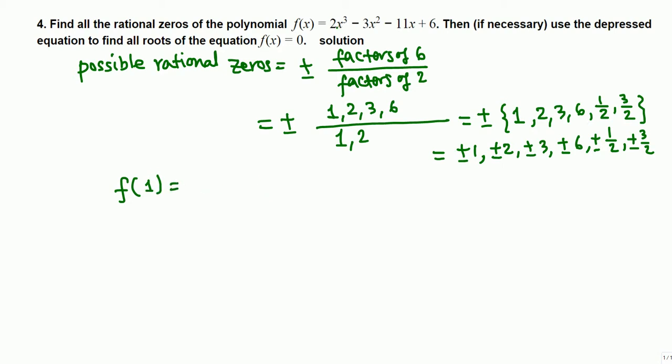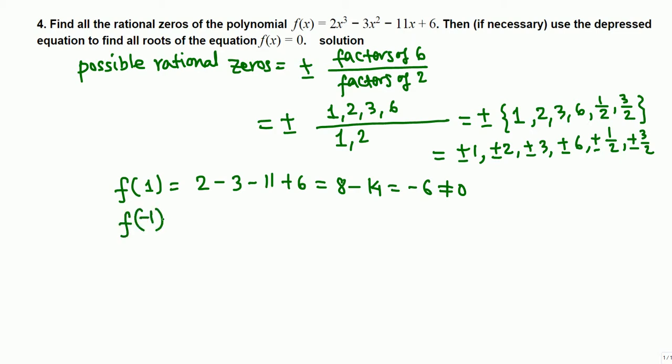Plug in 1, so this will be 2 times 1 cubed, 2, minus 3, minus 11, plus 6. That is 6 plus 2, 8, minus 3, minus 14, that's minus 6, not 0. That means 1 is not a zero of this polynomial. So we need to move on. Let's go to -1, or we can go to positive 2, it doesn't matter.